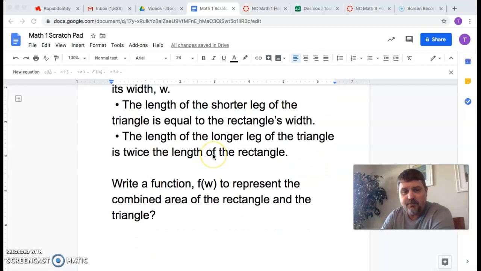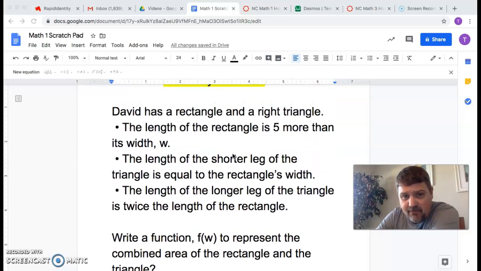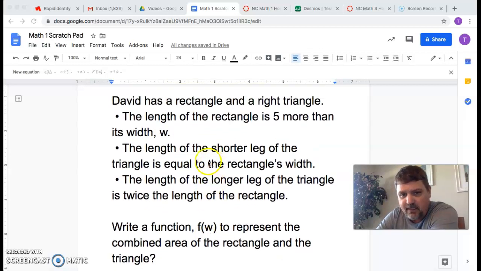And down here below, it says write a function f of w, so it's going to be a function of its width, to represent the combined area of the rectangle and the triangle. Now we'll notice here that everything they're talking about has been spoken of in terms of the width. That's why it's a function of the width. And even right down here when they start talking about this triangle, it's still referencing the rectangle's width. So everything's in terms of this width.